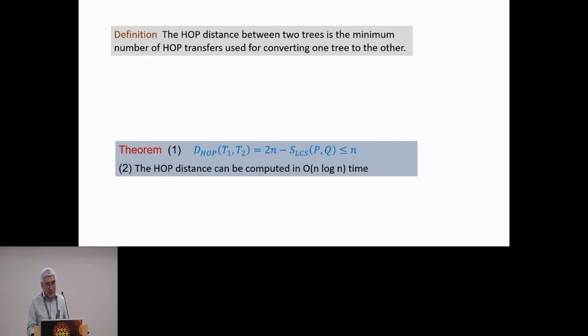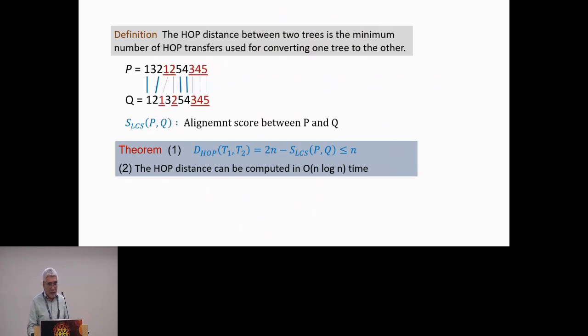Then we can define the hop distance. It's the minimal number of hop transfers used to convert one tree to another. But we have this surprising result: the hop distance can be computed in n log n time. Also, the distance between any two trees is at most n hop operations. It's quite efficient.